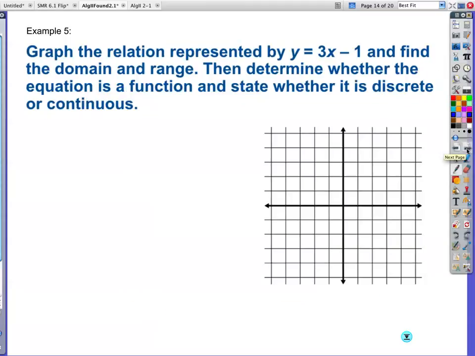All right, there's also this in this section here. They want you to graph the relation represented by y equals 3x minus 1. Find the domain and range, determine if it's a function, and state whether it's discrete or continuous. That's a lot. First of all, how do we graph y equals 3x minus 1?